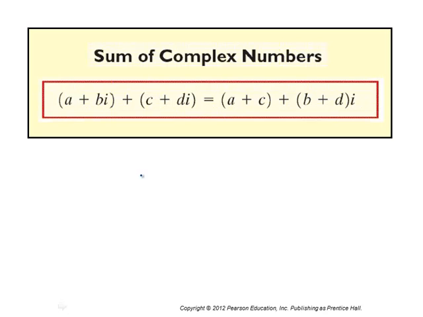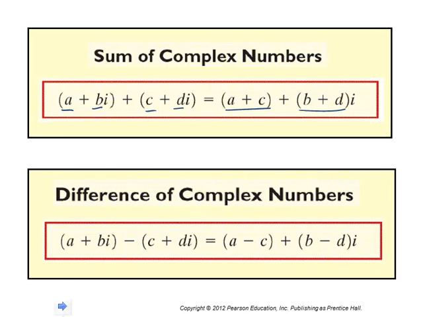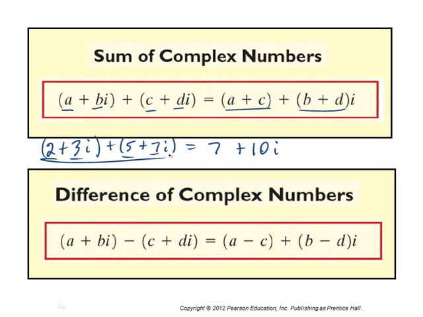Now, when we talk about adding two numbers, all we need to do is add the real parts together to get the real part of the sum, and add the imaginary parts together to get the imaginary part of the sum. So if you have this example, 2 plus 3i plus, say, 5 plus 7i, all you need to do is add 2 plus 5 to get 7, and 3 plus 7 to get 10i. So the sum of these two complex numbers is 7 plus 10i. We'll see another example here in a minute.